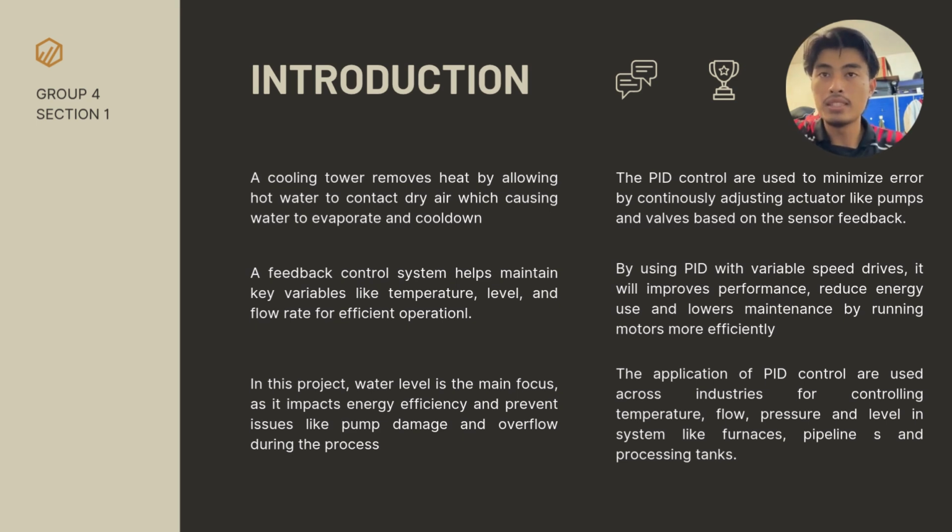Okay, let's start by understanding the basics. As you can see on the left of the slide, a cooling tower fundamentally removes heat by allowing hot water to contact dry air, causing the water to evaporate and cool down. This is a crucial process in many industrial settings. To ensure this process operates efficiently, a robust feedback control system is essential. Such a system helps maintain key variables like the temperature, level and flow rates, preventing inefficient operation.